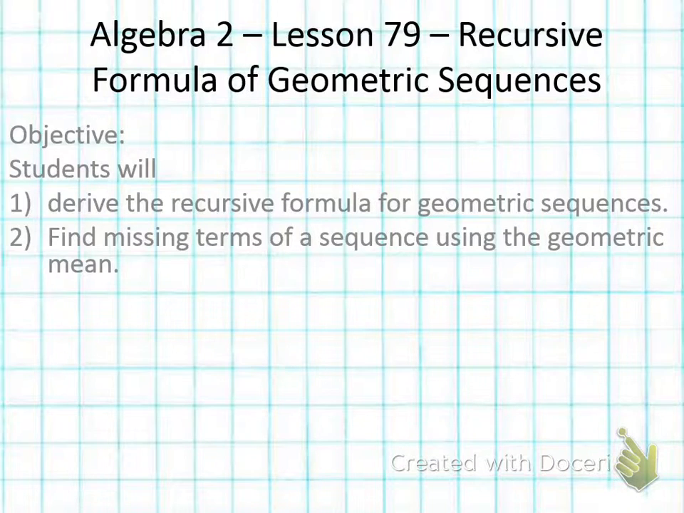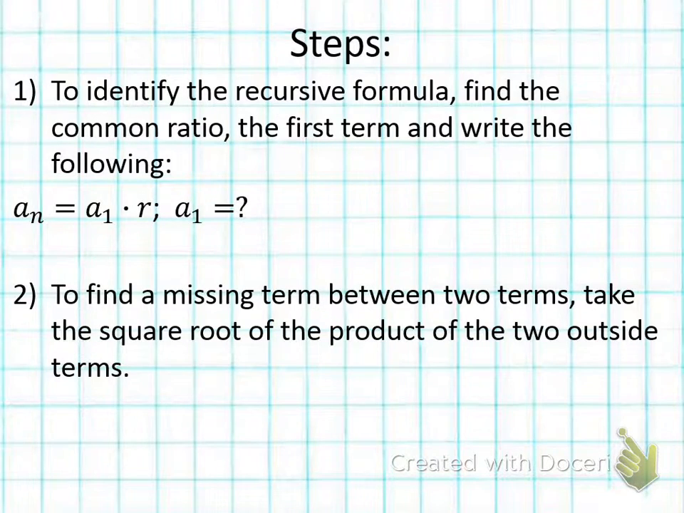We're going to touch on recursive formula very quickly, and then we're going to do the second objective, which is finding missing terms of a sequence. Let's say I give you two terms, and I ask, what's the middle term of this geometric sequence? You're going to figure that out. We've already done it for arithmetic, so we can do it for geometric. All right? These are the steps. If you're on the video, make sure you pause.